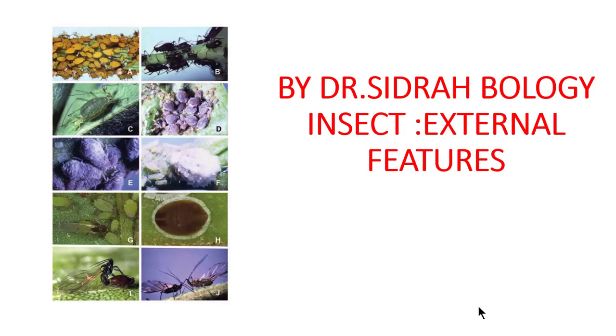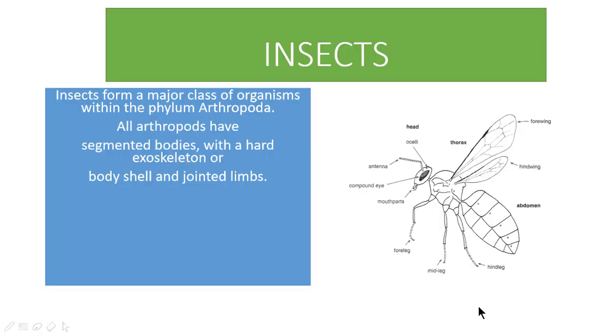Sidra and today my topic is on insect external features. Insects form a major class of organisms within the phylum Arthropoda. All the arthropods have a segmented body with a hard exoskeleton or body shell and jointed limbs, which is shown in this figure. It is a figure of a wasp, which has a head, thorax, abdomen. You know, the body is divided into three parts: head, thorax, abdomen.